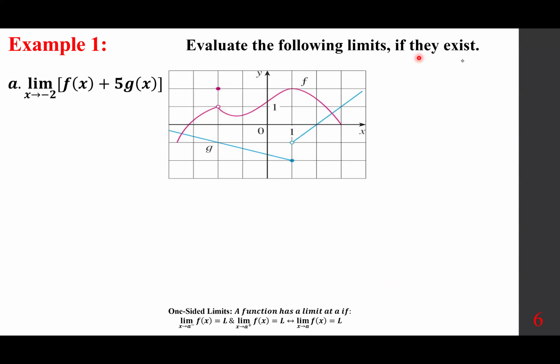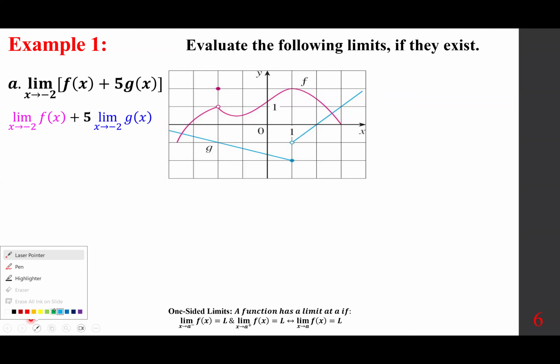Evaluate the following limits if they exist. The limit of f of x plus 5 g of x as x approaches negative 2. We are looking at the graph, and definitely we have to use the limit laws. We cut this into two pieces: limit of this piece plus 5 times the limit of this piece as x approaches negative 2. For this one, well, first and foremost, this is 0, 1, 2, 3, 4. This is negative 1, negative 2, negative 3, negative 4.